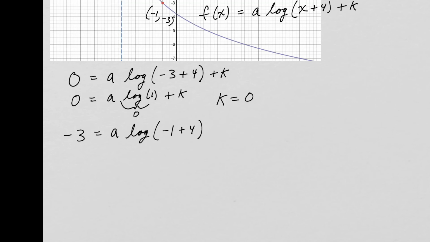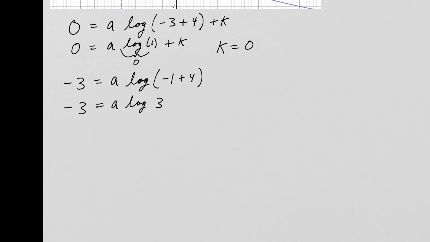Okay, so this is saying that negative 3 is equal to a times log of 3, right? Negative 1 plus 4 is positive 3. So then I can divide both sides by log of 3.